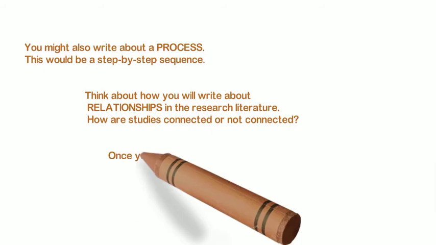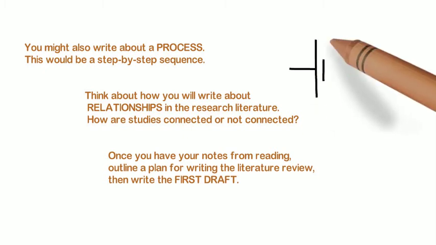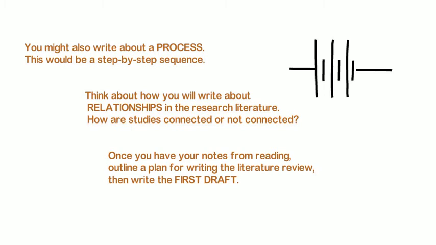You might also need to write about processes, and this would be step-by-step sequencing of something. You might want to talk about relationships in the literature, how studies are connected or not connected. Perhaps there are silences in how they are not connected. Once you have your notes from reading, then outline a plan for writing the literature review, and then write a draft.